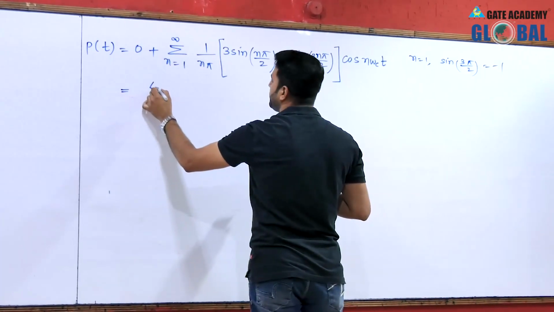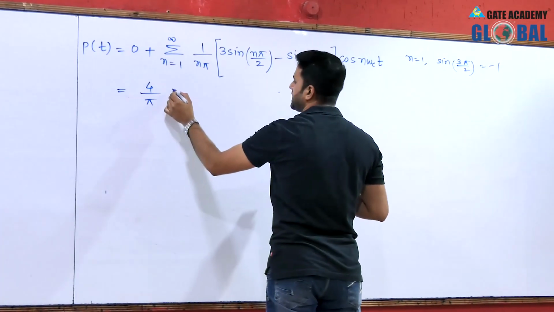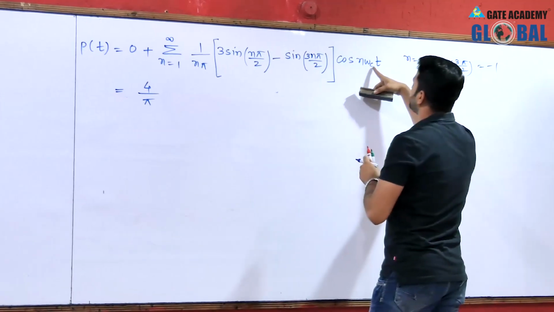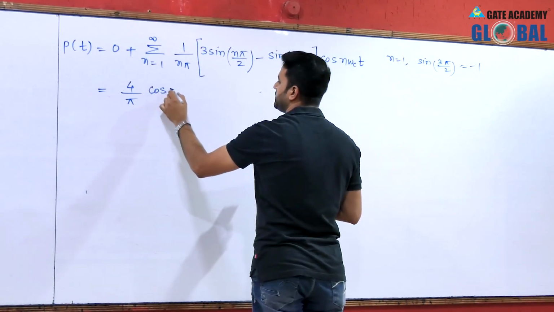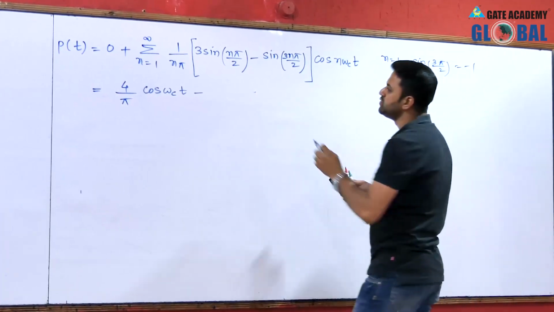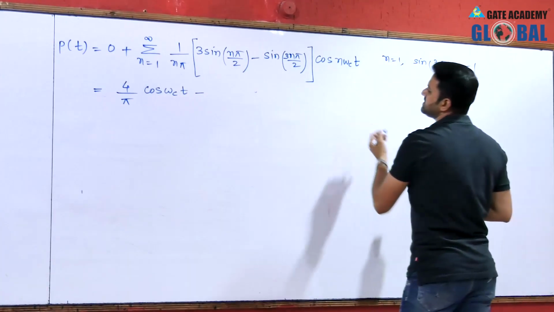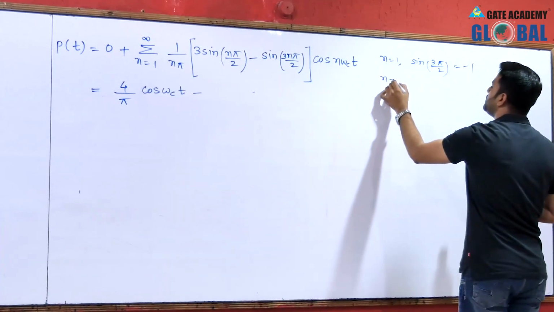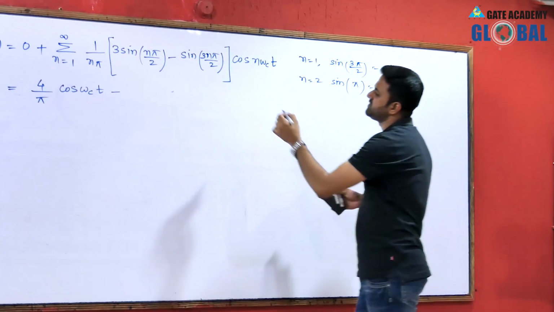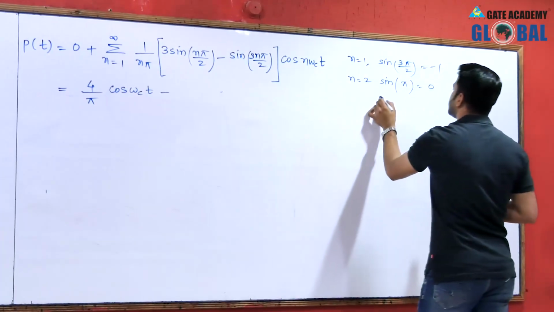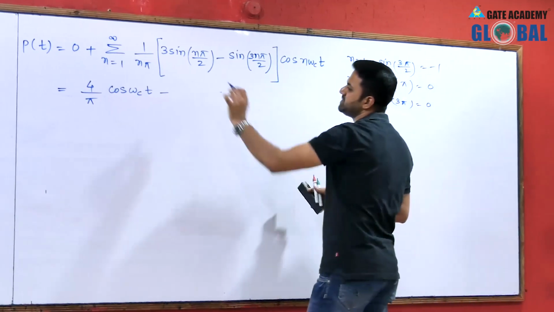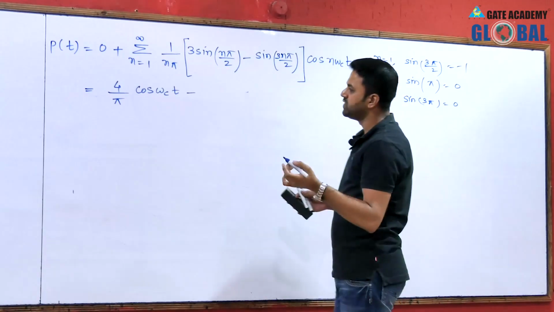So we are getting 4 upon pi, and here n equal to 1, that is cos omega ct. Now when we substitute n equal to 2, we get sin pi, and sin pi is 0. Here also 2 and 2 cancel and we get sin 3 pi, so this is also equal to 0. So this term will be 0 for n even, n equal to 2.